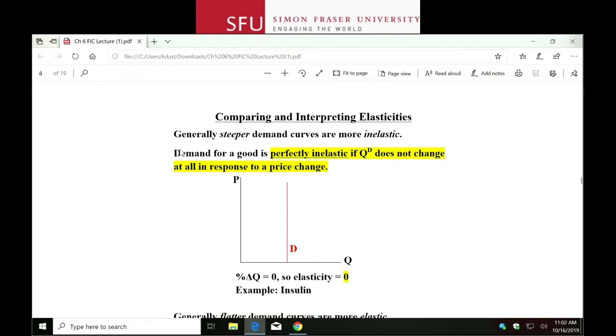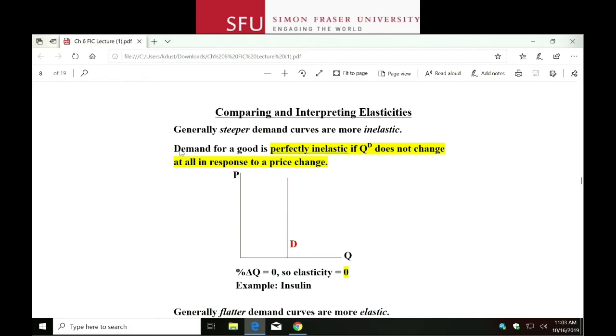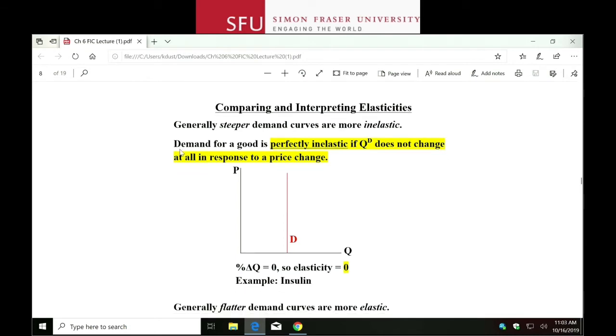Okay. Now the opposite, so flatter demand curves like this will be more elastic. And if it's perfectly flat, if it's a horizontal line, it's called perfectly elastic. Now with a perfectly elastic demand curve, it means that consumers are super sensitive to price changes. If the price goes up even a tiny bit, they will say, not going to buy it anymore. If at a low price, they will buy as much as they want, whatever that is. But if the price goes up even a little bit, they will say, no, don't want to buy it anymore.